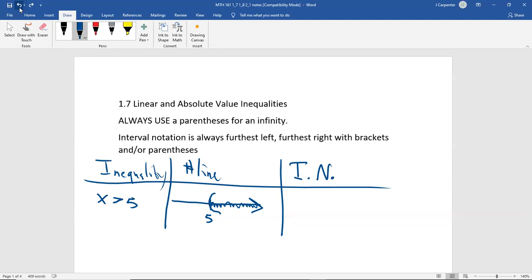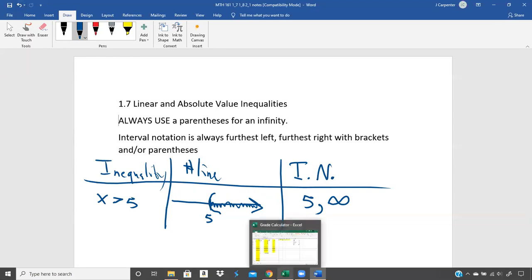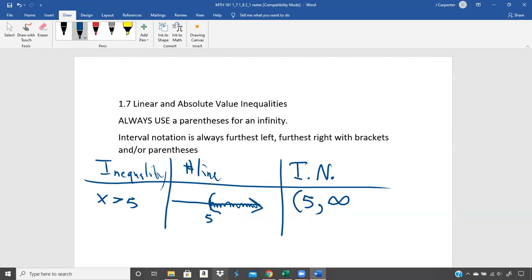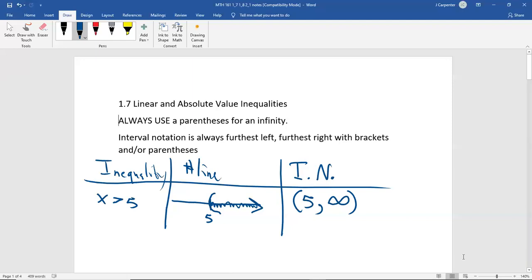So interval notation. The furthest left number that's shaded up here is a 5, then a comma. This is shading right forever, which means it goes to infinity, specifically positive infinity. Then the 5 and the infinity get parentheses or brackets, and they could be different or they could be the same. This 5 had a parentheses because it did not have the or equal. It's going to be consistent. Infinity always gets a parentheses.